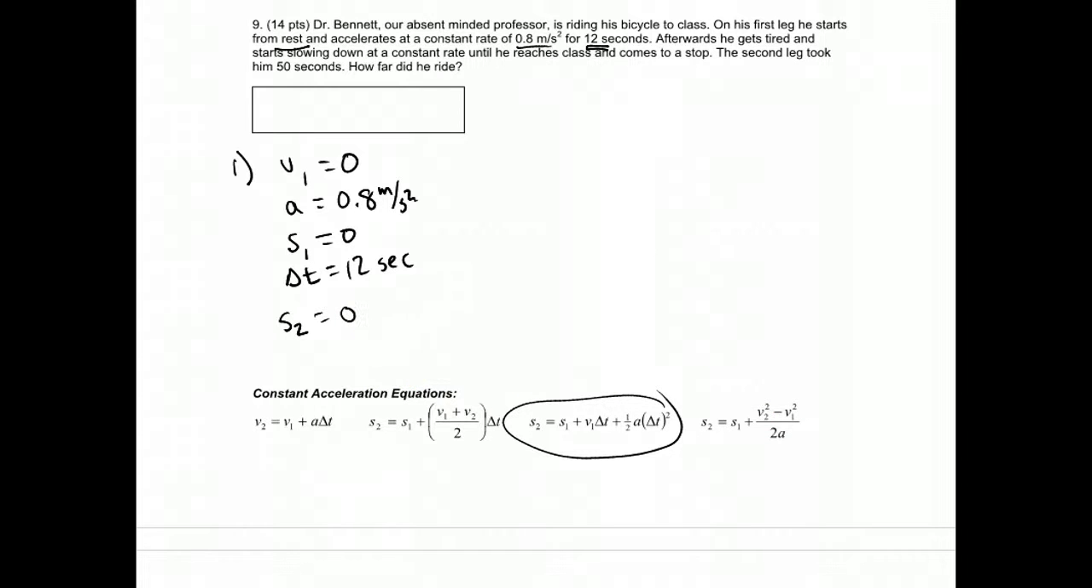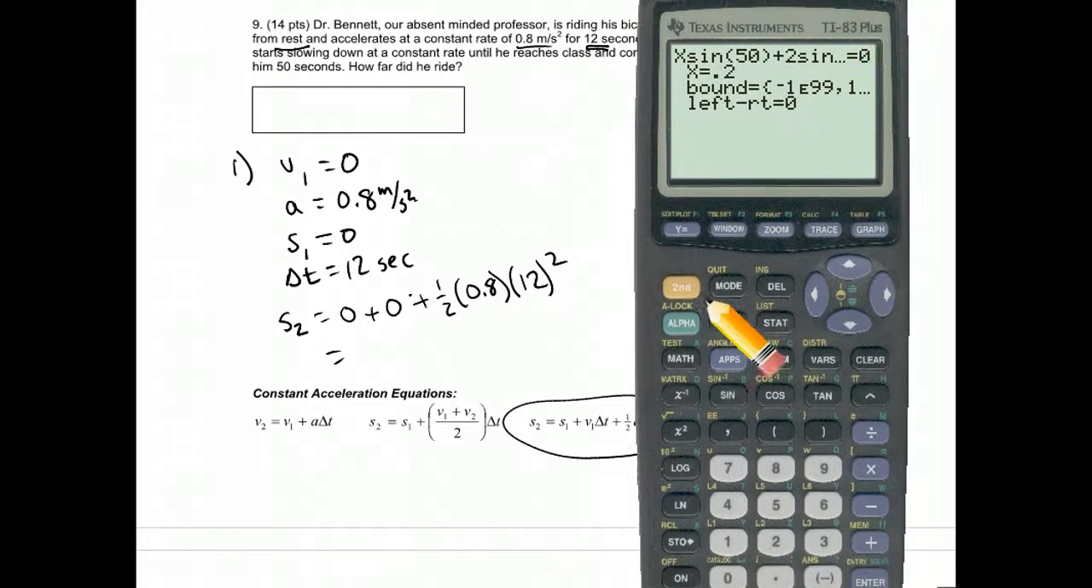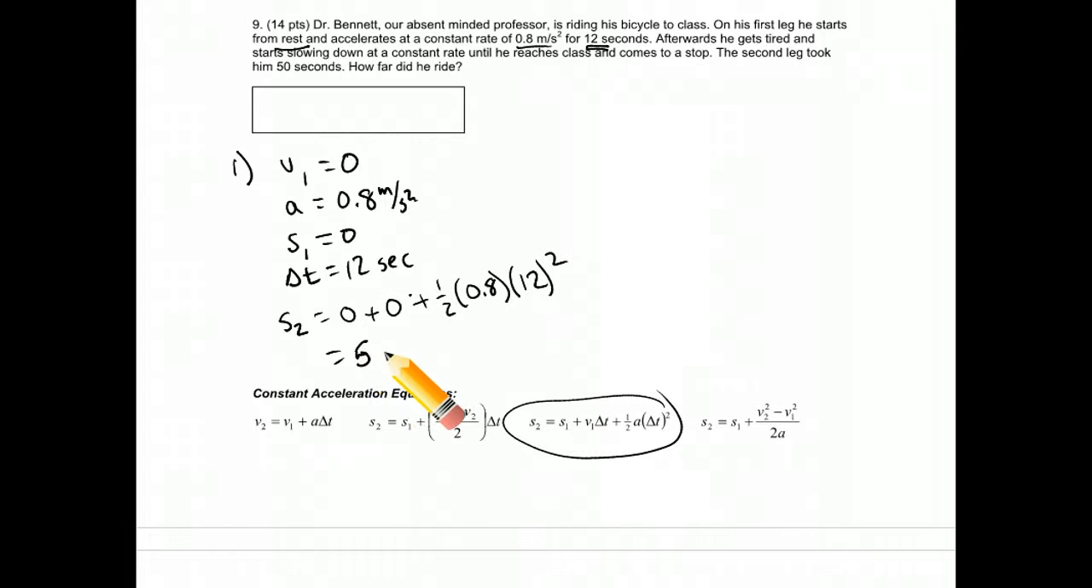So it's going to be 0 plus 0 delta T plus 1/2 times 0.8 times 12 squared. That's pretty easy. Alright, so 0.5 times 0.8 times 12 squared is 57.6. So after 12 seconds, we've gone 57.6 meters.